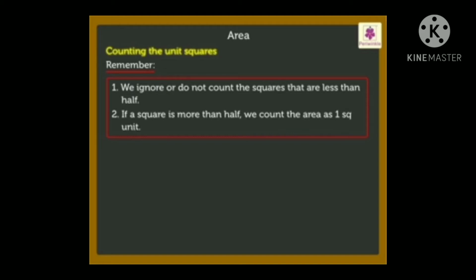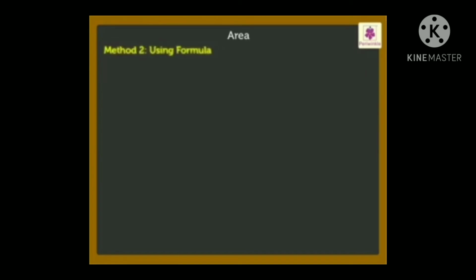Now, let us find area by using formula. There are two formulas, one for finding area of rectangle and the other one to find the area of square. Now, what is the formula of area of rectangle? Area of rectangle is equal to length into breadth, L into B, where L is the length and B is the breadth.